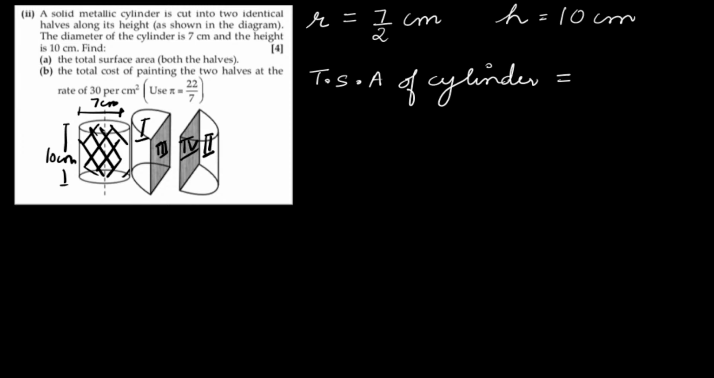I want you people to give answers so that you can also understand how much you remember now. Total surface area is not 2 pi r h. 2 pi r h is the curved surface area of the cylinder. My question is, what is the formula of total surface area of a cylinder?